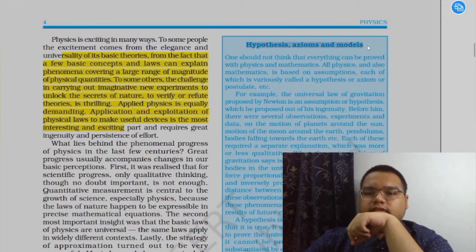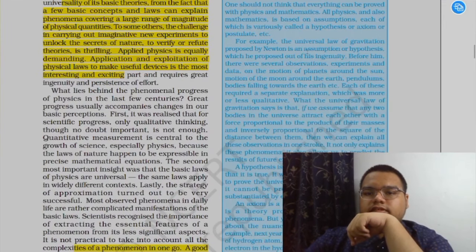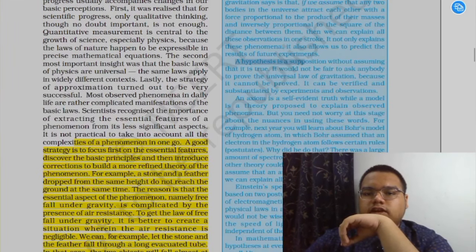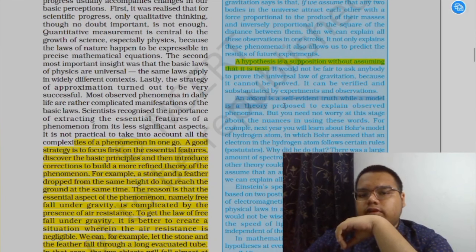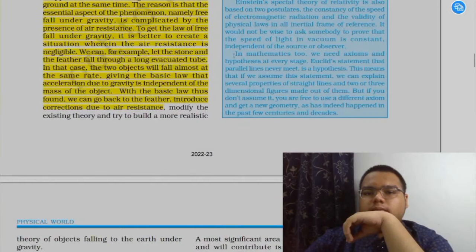Now what are hypothesis, axiom, and model? A hypothesis is just an assumption given by Newton and several other scientists. Here it is given the definition of hypothesis. A hypothesis is a supposition without assuming that it is true. An axiom is a self-evident truth, while a model is a theory proposed to explain an observed phenomenon. In mathematics, we need axioms and hypotheses at an early stage. An elusive statement is also a hypothesis.